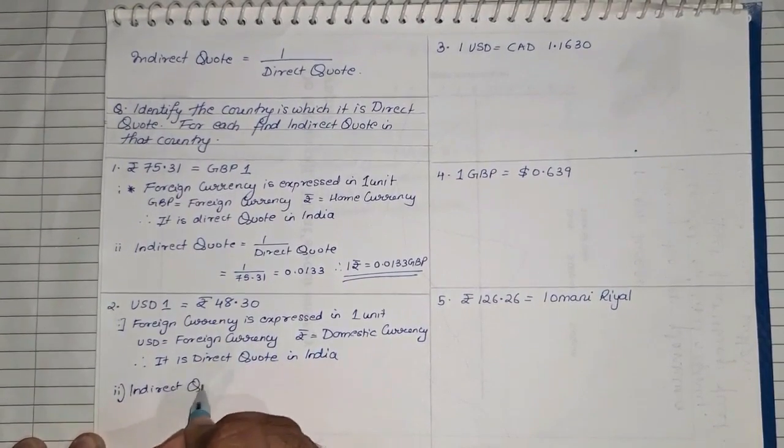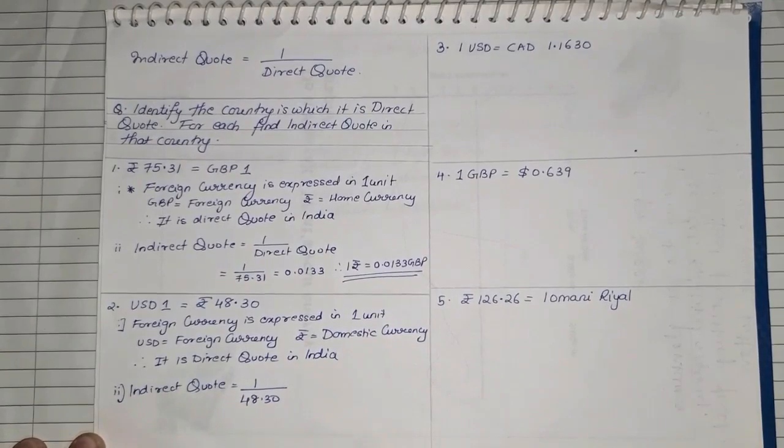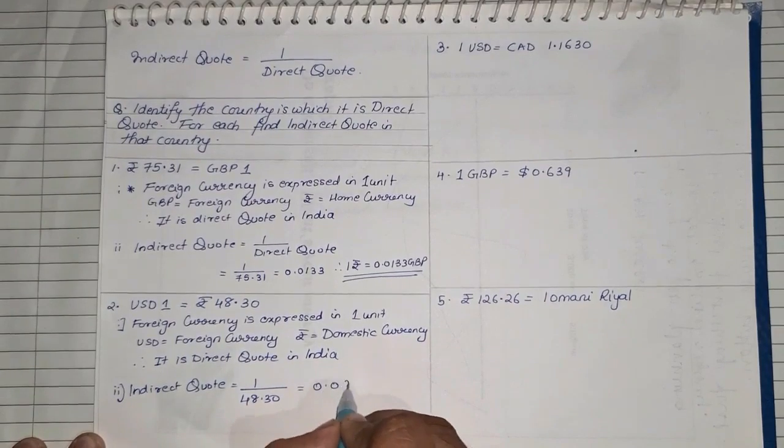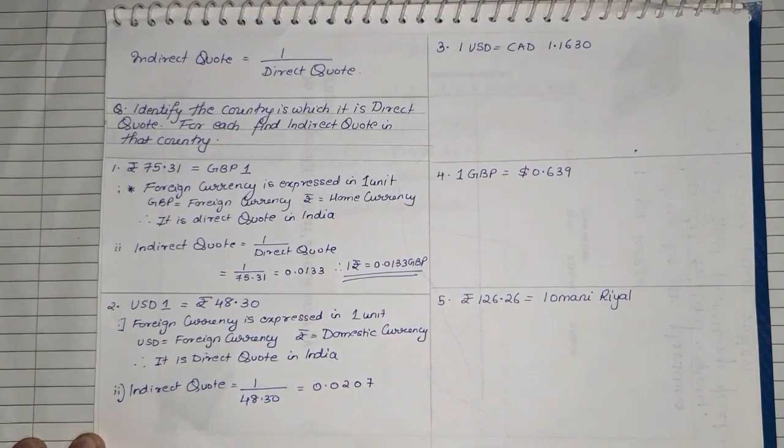So the indirect quote formula is 1 upon direct quote. So here it will be 1 upon 48.30. So 1 divided by 48.30, we will get the value as 0.0207. Okay, so I can say that therefore 1 rupee is equal to 0.0207 USD.